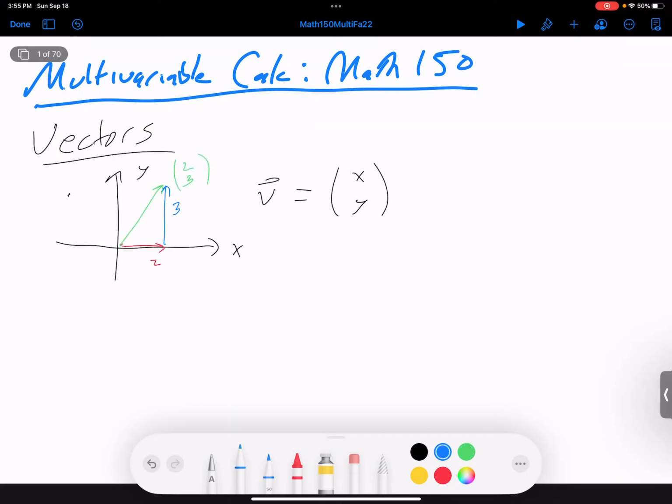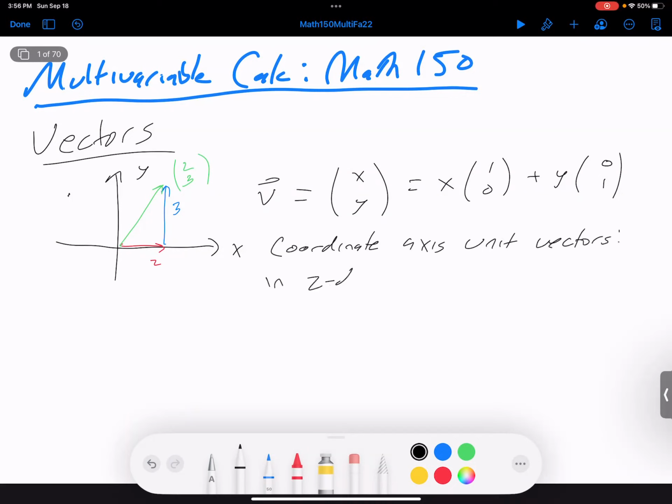And so one way to write this is x times the vector 1, 0 plus y times the vector 0, 1. The vectors in the direction of the coordinate axes are very special. So we have the coordinate axis unit vectors. In 2 dimensions, E1 is going to be 1, 0, and E2 is going to be 0, 1.